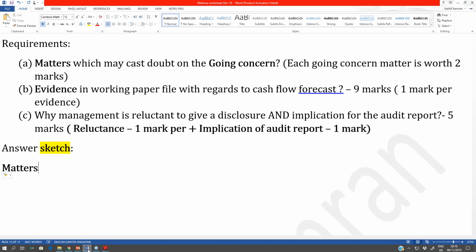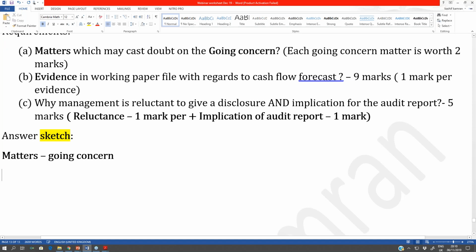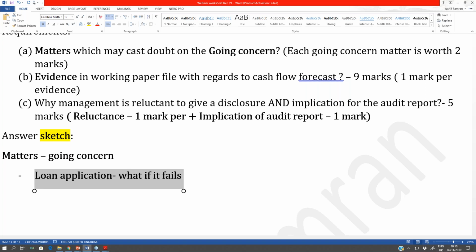My first matter could be the loan application and what if it fails? I'm just thinking about it. Loan application and what if it fails? Will it have any impact on the company? Will it dent the company's plan to buy the new warehouse? What if it fails?